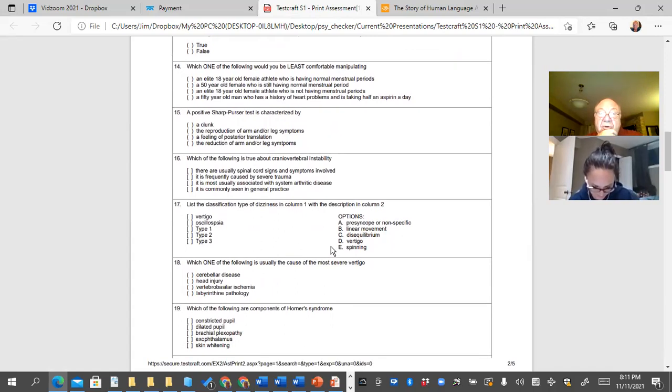Which of the following is true about craniovertebral instability? There are usually spinal cord signs and symptoms involved. It's frequently caused by severe trauma. It's most commonly associated with systemic arthritic disease. It's commonly seen in general practice.